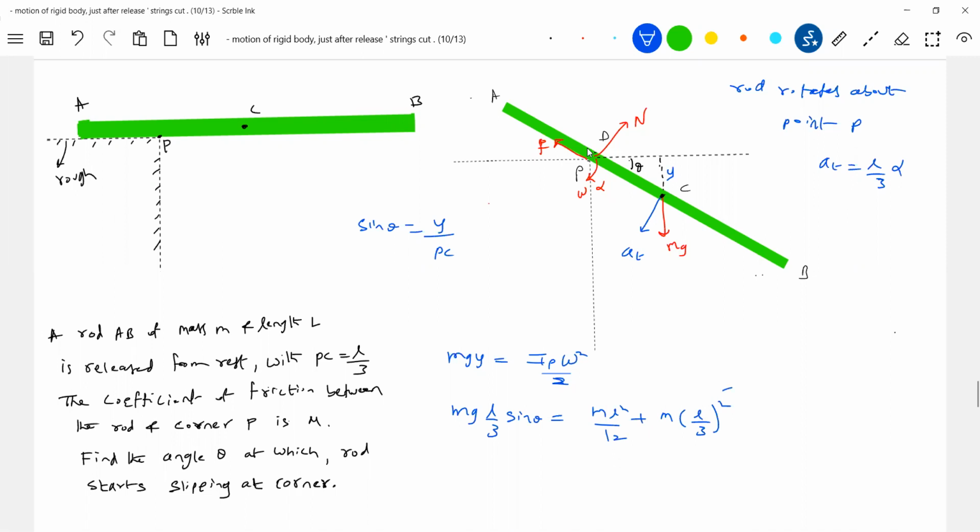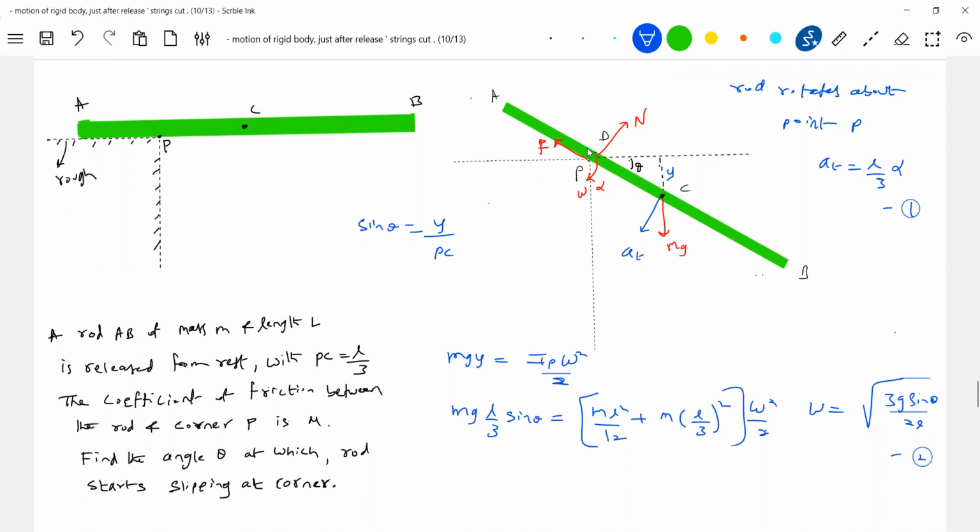From where did I bring this equation? From the parallel axis theorem, the moment of inertia of the rod about an axis passing through point P. The axis is passing through point P perpendicular to the plane of paper. Parallel axis theorem: ml square by 12 plus m into L by 3, PC whole square. Solving this, I'll get omega. So omega squared is equal to 3g sine theta by 12. So this is equation 1. Keep it as equation 2.